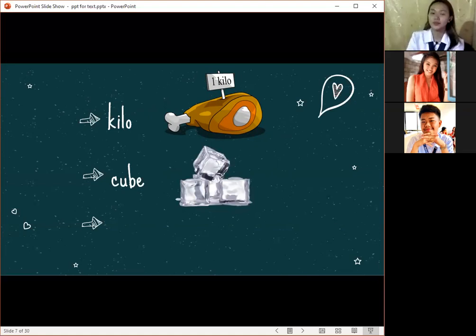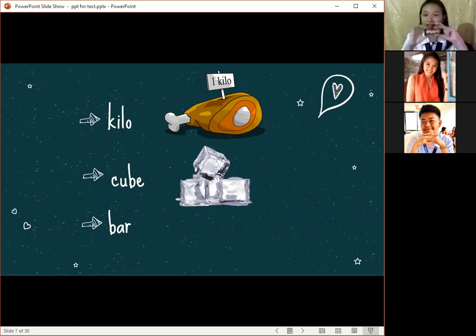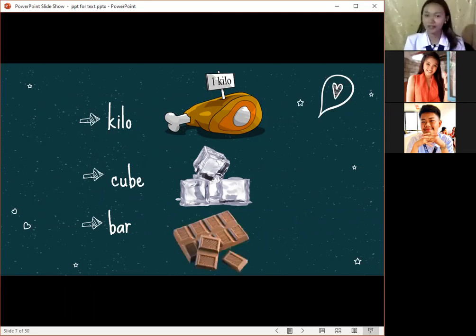And the last question, can you count chocolate? No, ma'am. How can we measure chocolate? Usually we measure chocolate in terms of bar. Bar. So we eat chocolate in a bar, right? Like this, right? Yes. We eat chocolate in a bar.